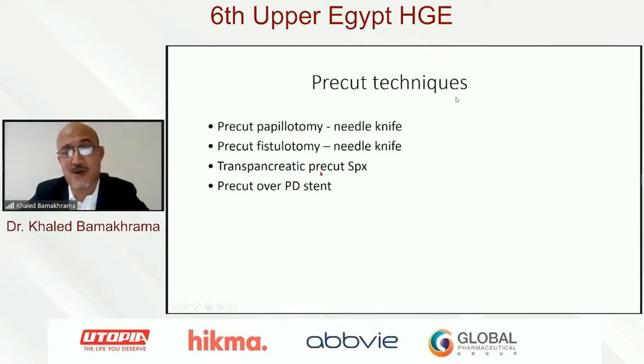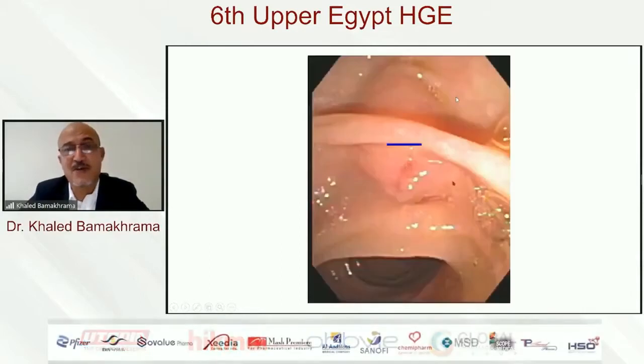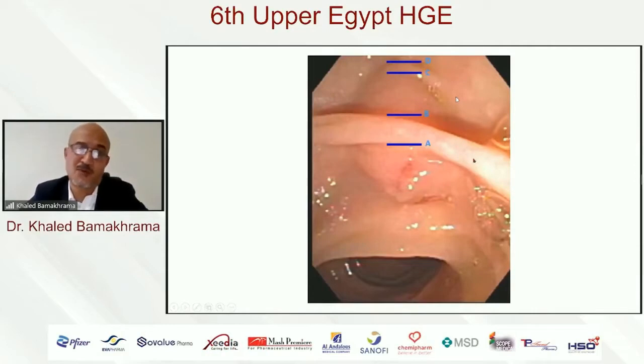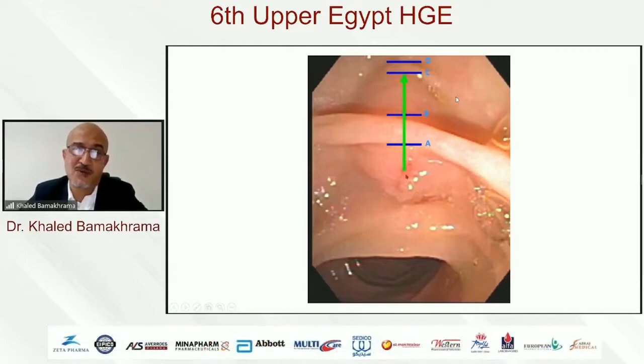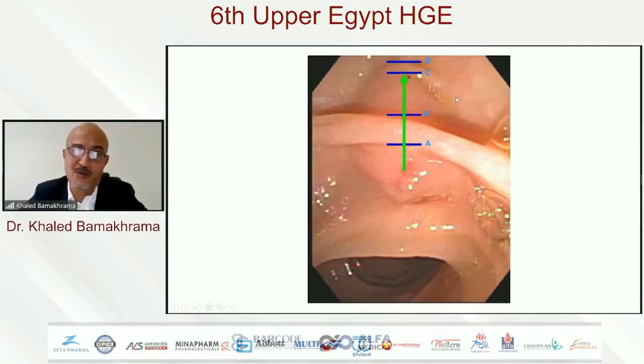Now, for the pre-cut techniques, we have three main ways: the needle knife papillotomy, fistulotomy, and the transpancreatic pre-cut sphincterotomy, and we can do the pre-cut over the pancreatic duct. It is very important to know your limitations and boundaries when you are doing such advanced techniques. For example, for this papilla, if you do the sphincterotomy, you can go from the opening up to C, where you have to stop.